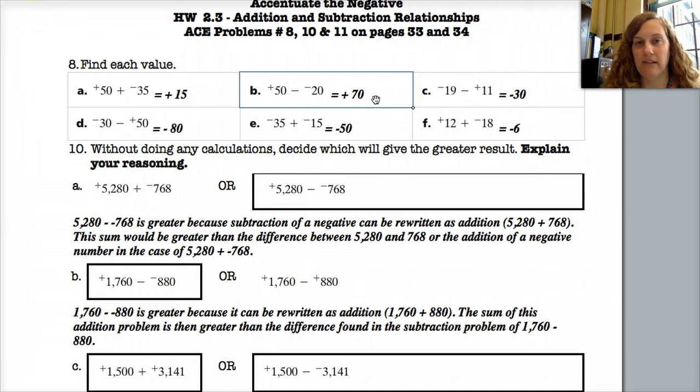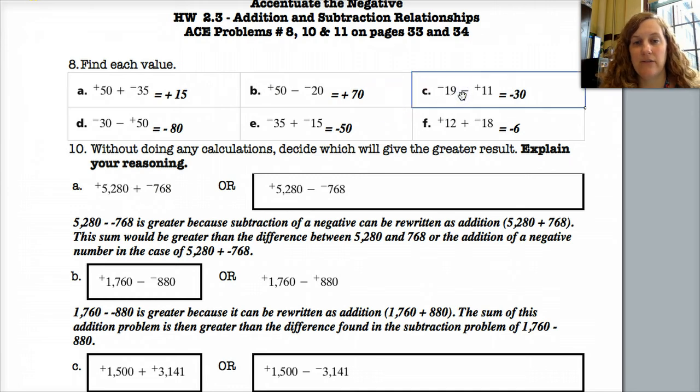Minus a negative 20 is the same as adding a positive 20, so it's just 50 plus 20, or positive 70. Negative 19 minus 11 is the same as saying negative 19 plus negative 11, and then we know when we add the same signs, it's negative 19 plus negative 11, for a negative 30.